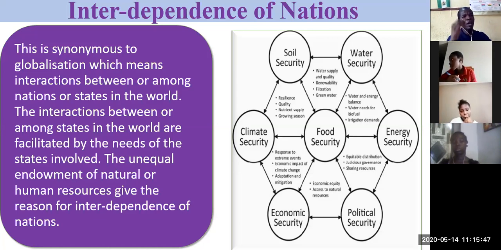And they got to your country as sort of interdependence of nations, interactions among nations in the world. And this interaction could be in the form of trade, it could be in form of security. That is what we're going to discuss effectively under the reasons for interdependence of nations. And I said, if you look at what I projected, the concept of interdependence of nations is synonymous to globalization.